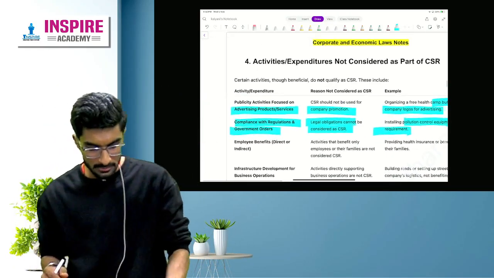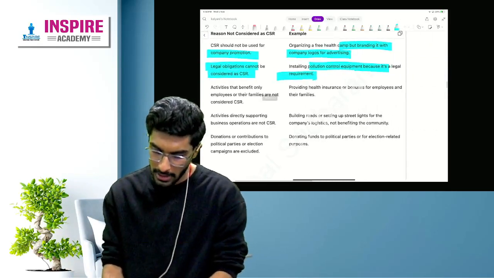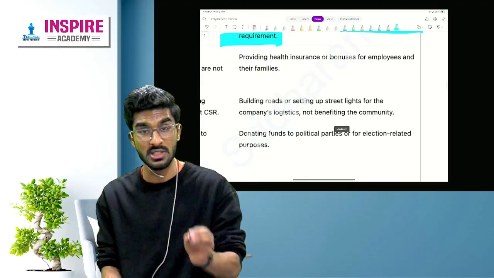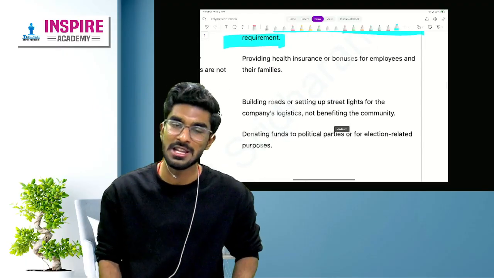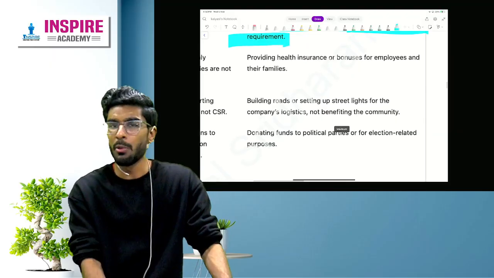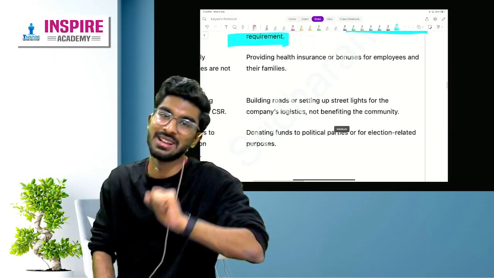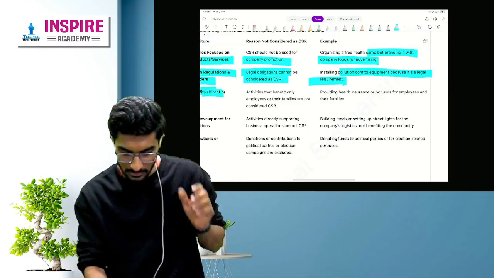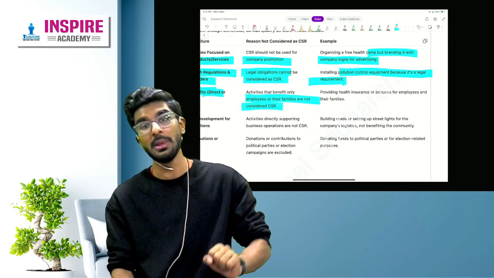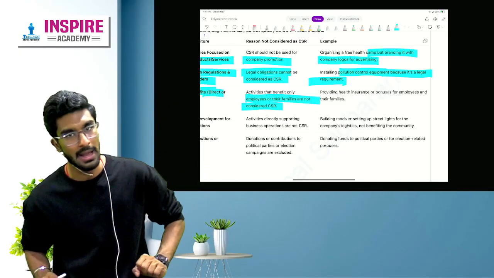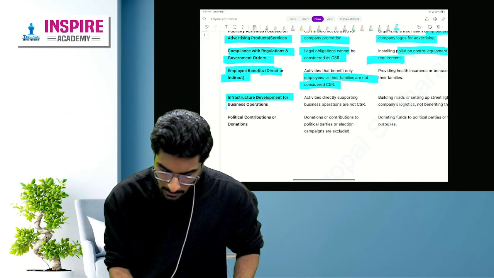Okay, people. Next is employee benefits, direct or indirect. Providing free health insurance or bonuses for employees and their families. Again, this cannot be called a CSR expenditure. Sir, but this is employee well-being. Why can't this be called CSR expenditure? The problem is, this is only for the employees. Activities that benefit only employees or their families can never be considered CSR expenditure.